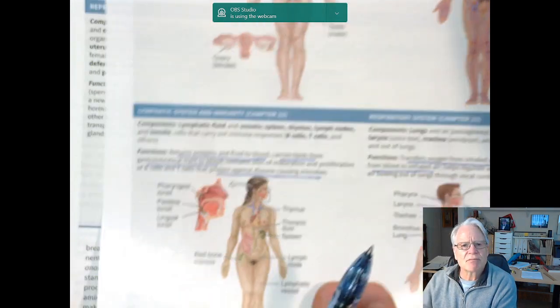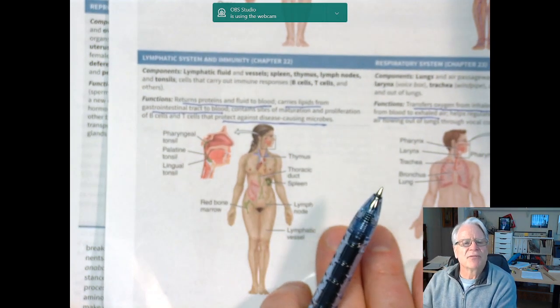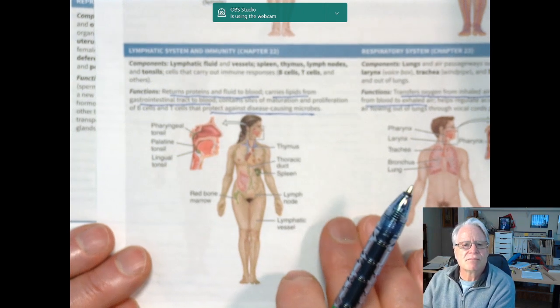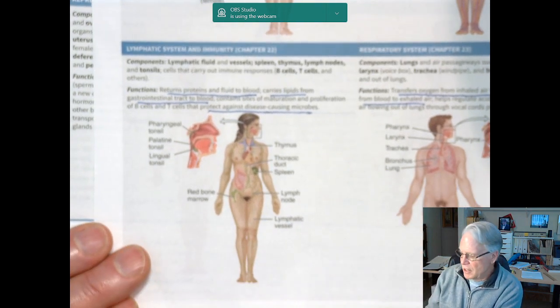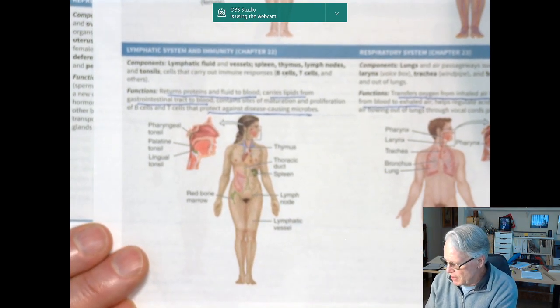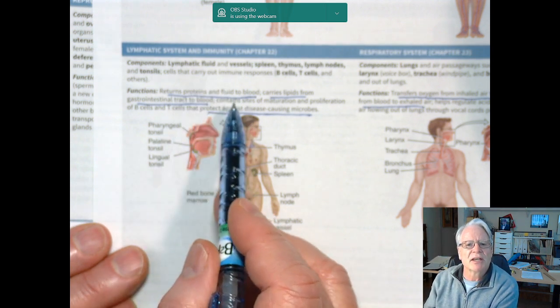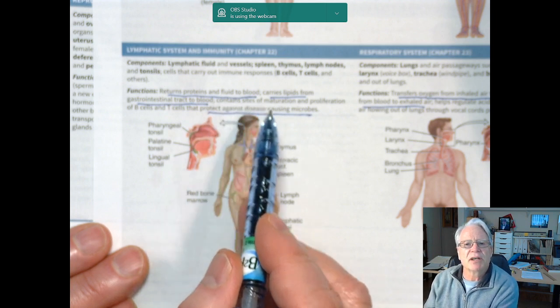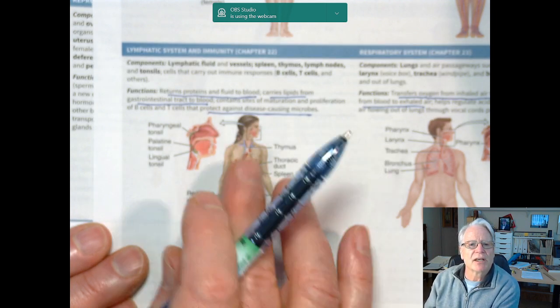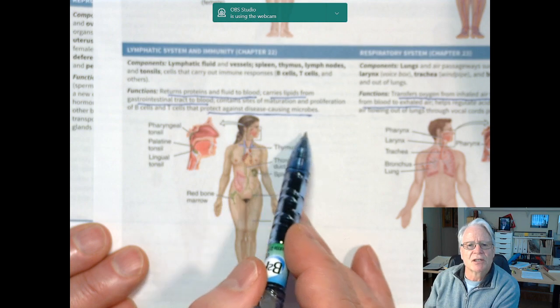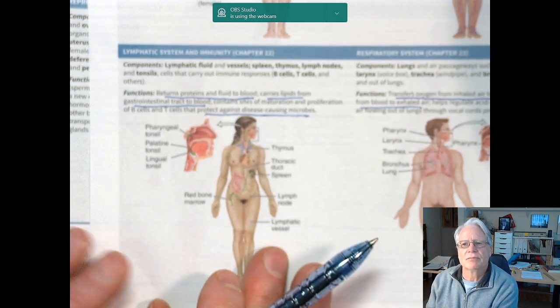The next system is the lymphatic system. And this system is closely connected to the cardiovascular system, and its job is to return proteins and fluids to the blood, as well as it's involved in protection from microbes.